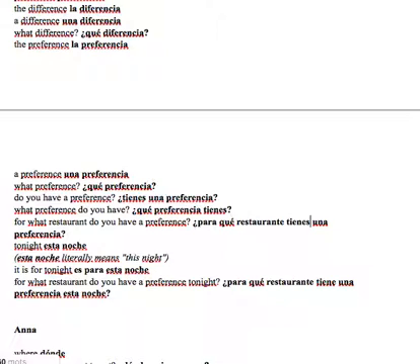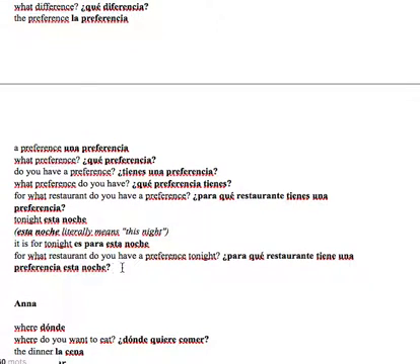¿Qué preferencia tienen? If we've been talking about a restaurant for the past 5-10 minutes, the context is obvious. Okay? Tonight, esta noche. It's like this night. It's like in French, ce soir. It is for tonight, es para esta noche. So for what restaurant do you have a preference tonight? ¿Por qué restaurante tienen o tienes una preferencia esta noche? Okay, so this is where we're at.